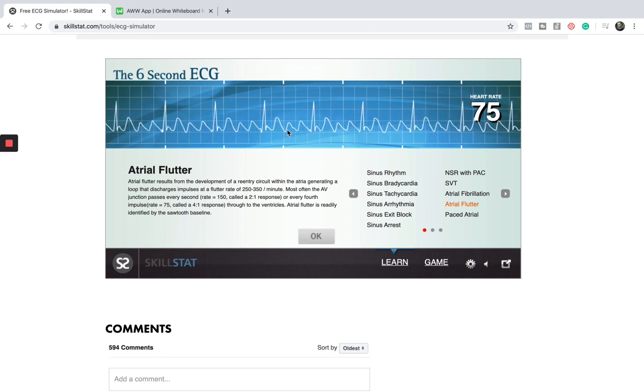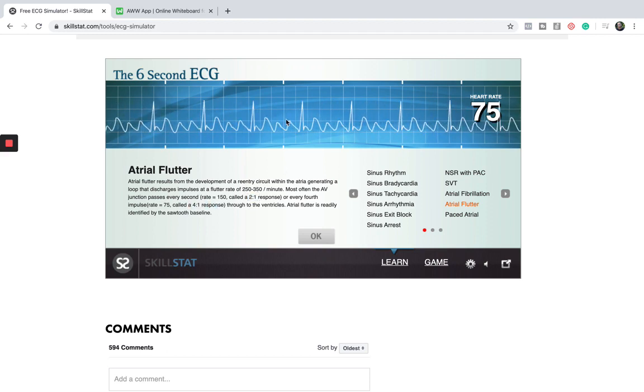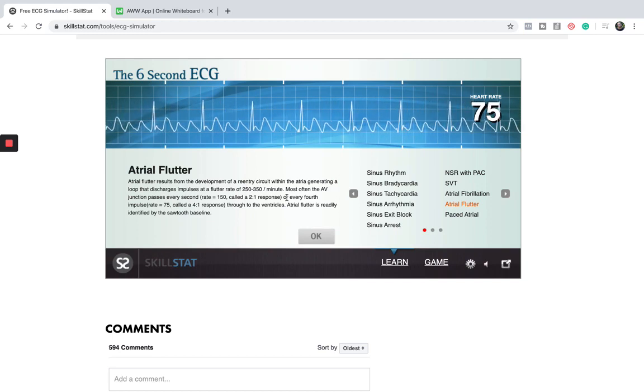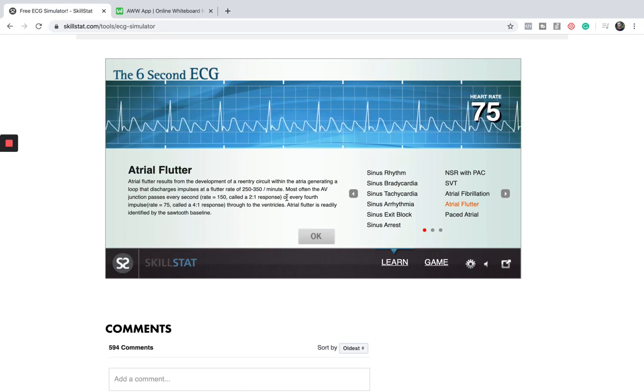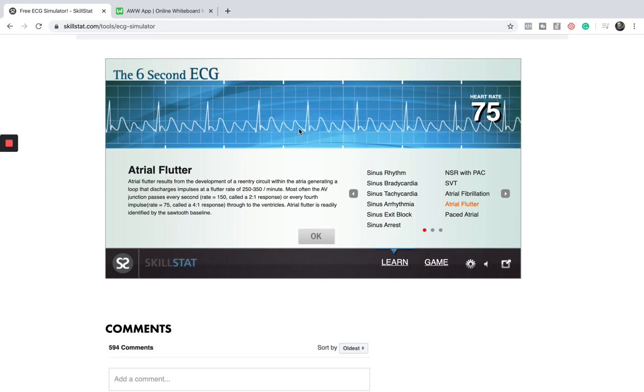Now, it talks about the response, 2-1, 4-1, right? What that means is count the shark teeth. This is a 3-1 response. See, there's 1, 2, 3, 1, 2, 3. So 1, 2, 3, boom.